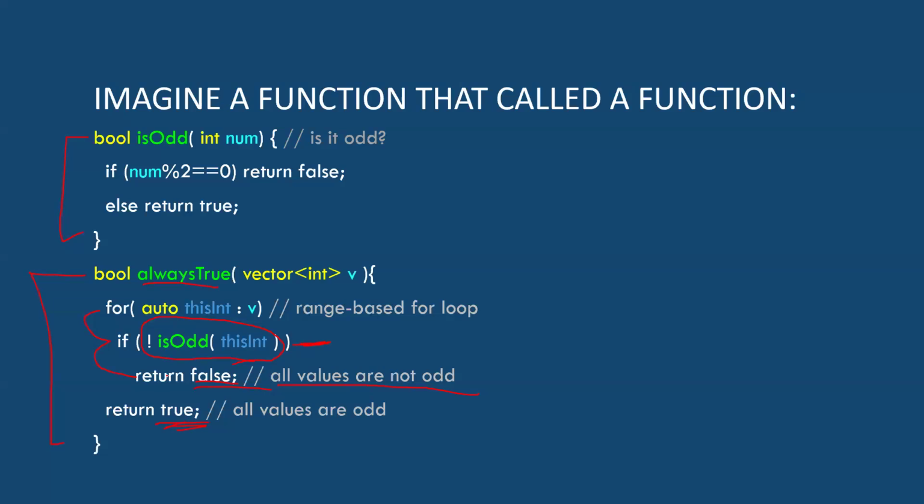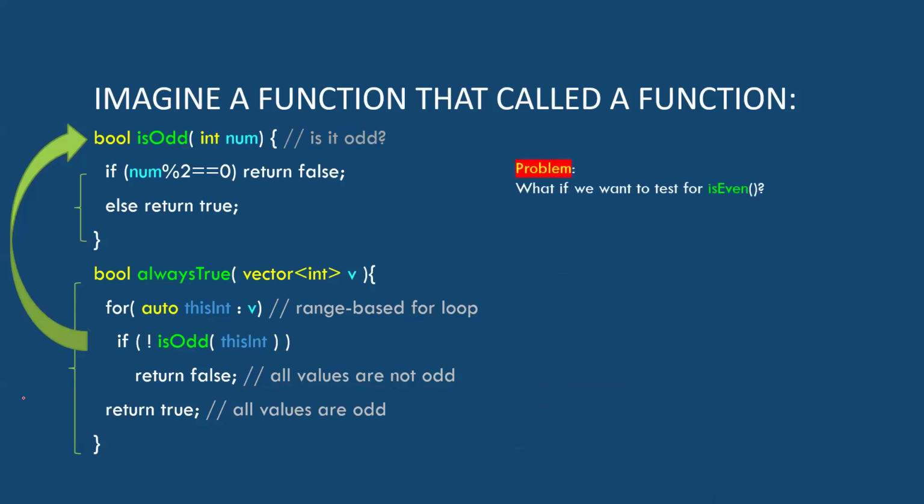But what if I don't really know whether I always want to test for is odd? What if I want to test for is even? That would mean we've got to write a different always true function. I would need an always true odd, always true even, etc. But it would be far better if we could pass in the function to the always true, and it doesn't even know what the function is testing for. It just listens for a true or false return value.